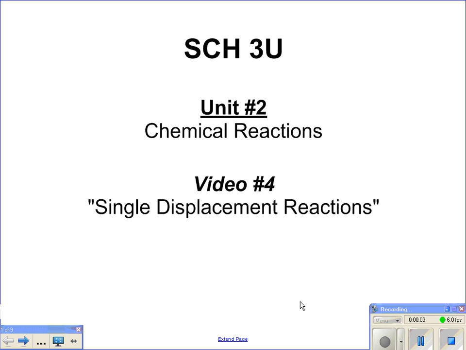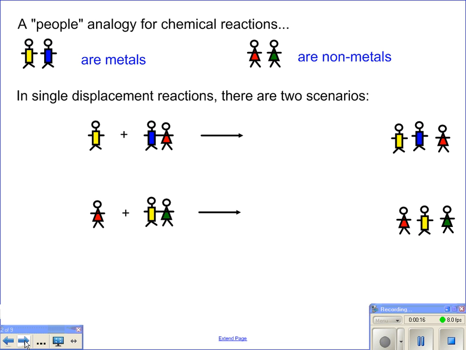The next family of reactions that we're going to look at in this unit do not have an opposite per se. They're a little bit of a standalone, and they are called single displacement reactions, sometimes also called single replacement reactions. So let's go back to our family analogy or our people analogy for chemical reactions. Again, where we have yellow and blue characters representing metals and the red and the green representing non-metal elements.